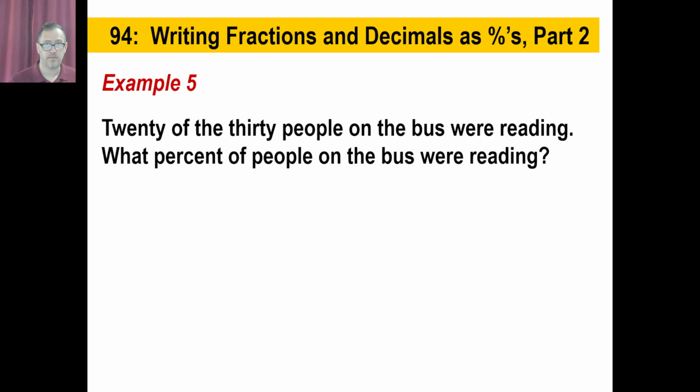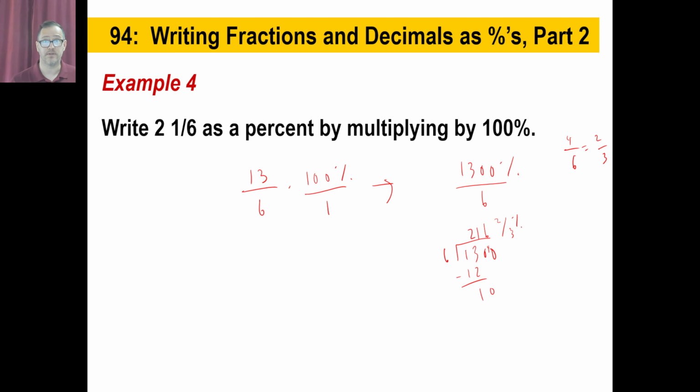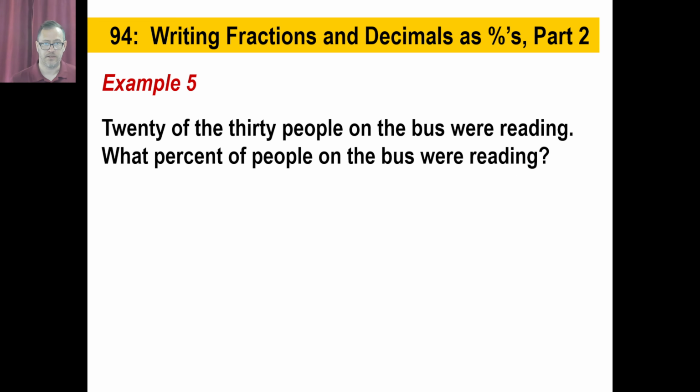There's a word puzzle. Not a problem. 20 of the 30 people on the bus were reading. What percent of people on the bus were reading? Well, 20 out of 30, if it's a fraction, that's looking at it the same thing we just did, right? Okay. You might look at this and go, okay, I'm just going to do 20 out of 30. You might go, wait a minute. Wait, this is way easier to mess with. I'm just going to do 2 out of 3. It's the same thing. But fine.